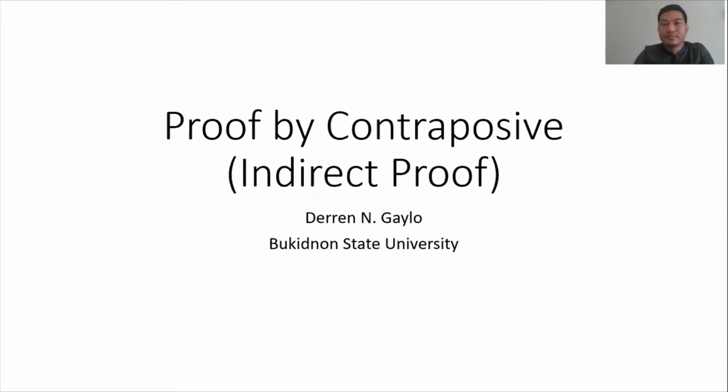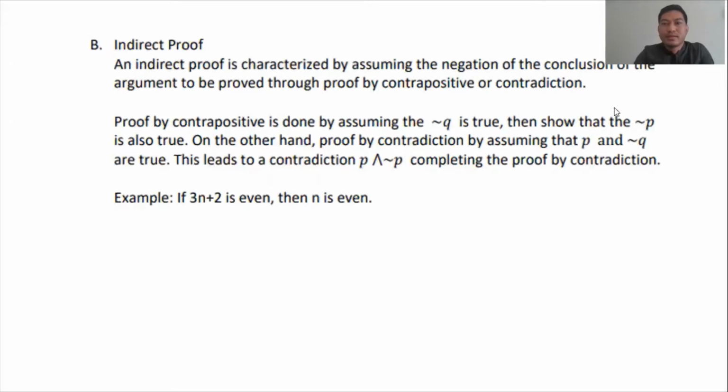Last meeting, we talked about direct proof, and now we will be talking about indirect proofs. Indirect proof is characterized by assuming the negation of the conclusion of the argument to be proved, through proof by contrapositive or proof by contradiction. So what do we mean by this?